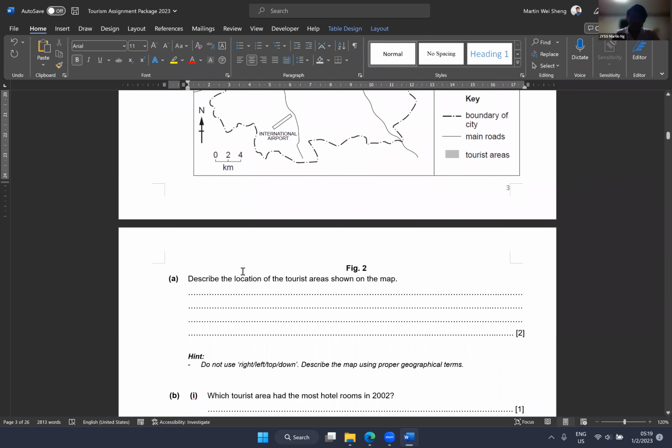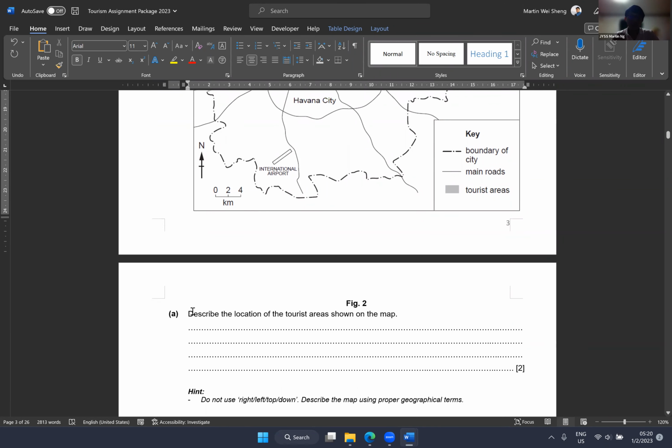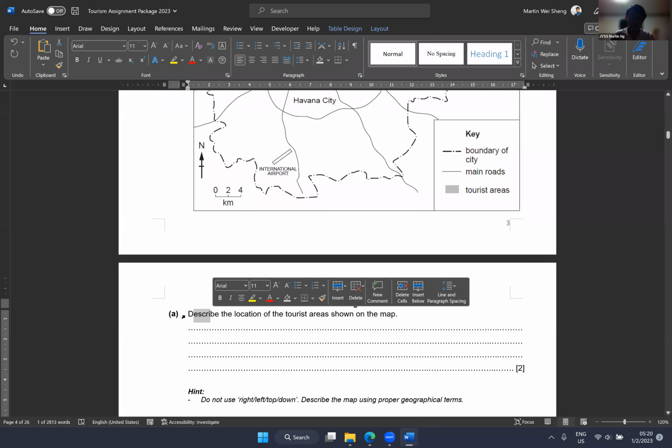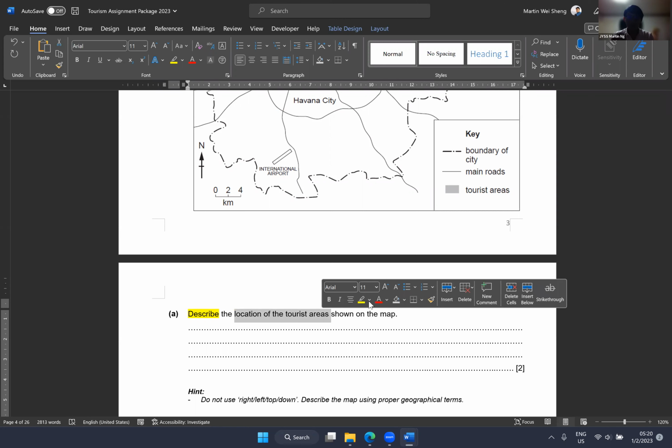All right, so the question is asking, describe the location of the tourist area shown on the map. The question is worth 2 marks, so you have to give 2 points, basically 2 points to tell me where the tourists can be found. The key thing to note is that because this is a map, when describing a map, always use your compass directions. So describe the location, you must tell me things like north, south, east, and west. The location of the tourist area is my question focus.